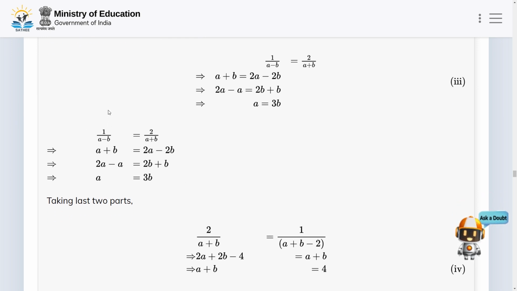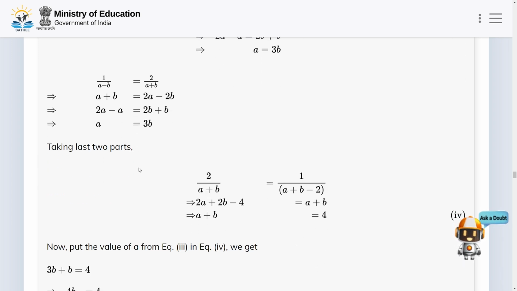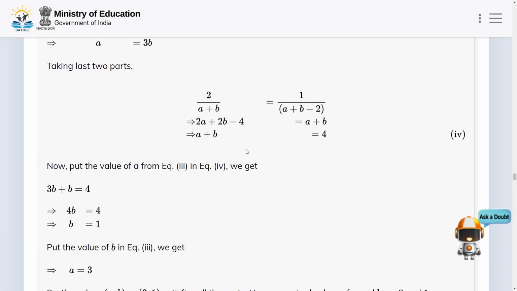So 1/(a - b) = 2/(a + b), and if we simplify it, then we get a = 3b. And taking the last two parts, we get 2/(a + b) = 1/(a + b - 2), and this implies 2a + 2b - 4 = a + b, and it implies a + b = 4, and naming this equation number 4.